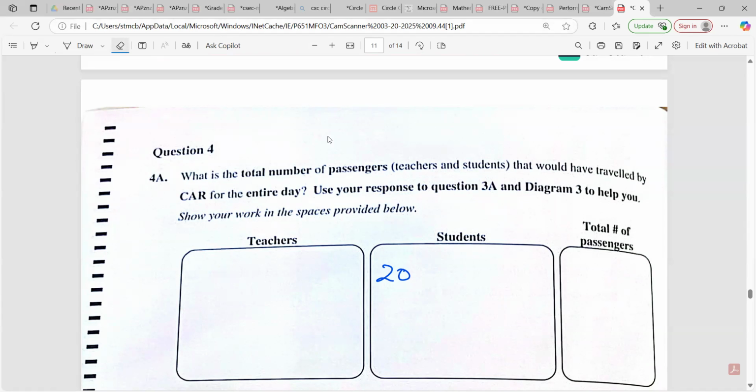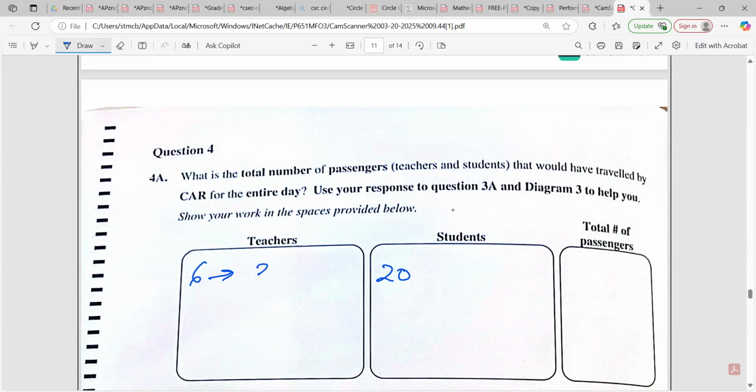what is the total number of passengers, teachers, and students that would have traveled by car for the entire day? Use your response from 3A and the diagram to help you. So how many teachers do we get again? No, it was 6 trips and not 6 teachers, right? And the diagram had 2 teachers and 12 students just by car. And of course, oh, so students over here is separate.